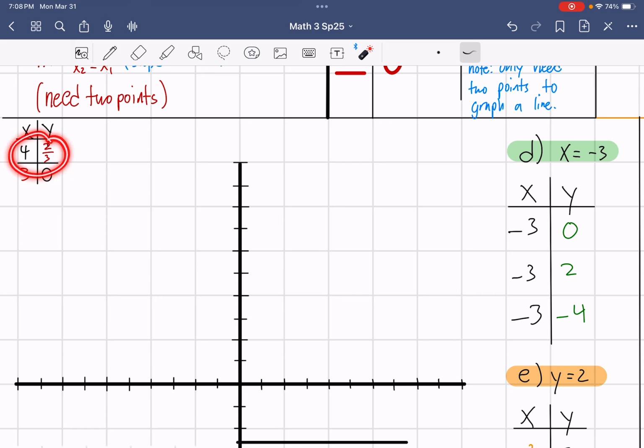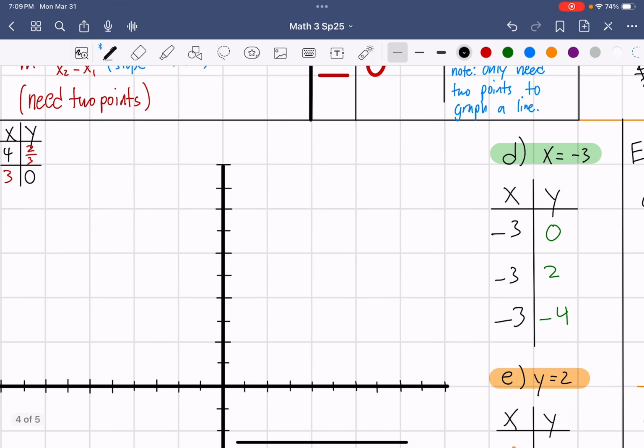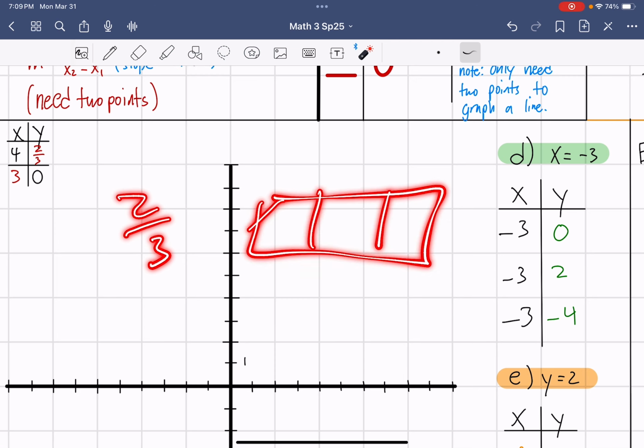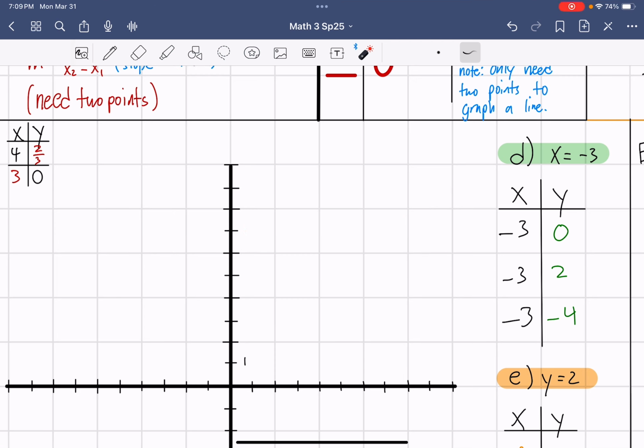So for this first ordered pair, I have to go in the x direction by 4. But this is 2/3, so it's not a whole number. And if this is 1, that means the point is going to be just shy of that 1. Because 2/3 means that if you have something in 3 pieces, you only have 2 of those 3 pieces. So if I split this space between 0 and 1 into 3 equal pieces, I am only on the second one. So my very first point is going to be at 4 and 2/3, which is going to be here.